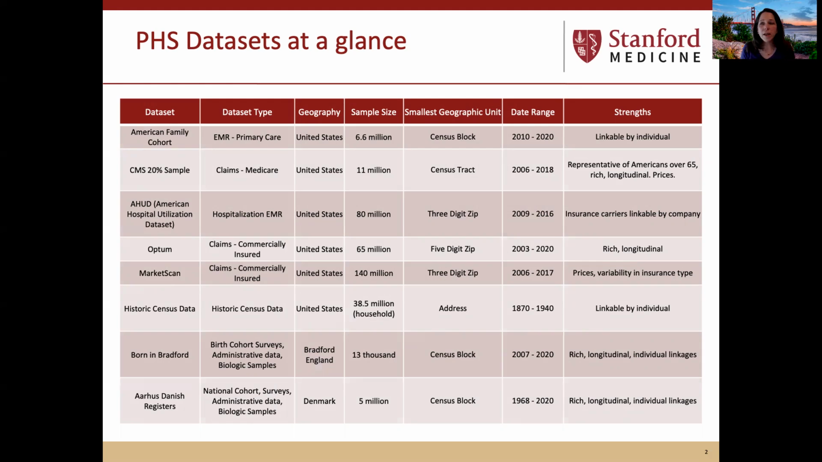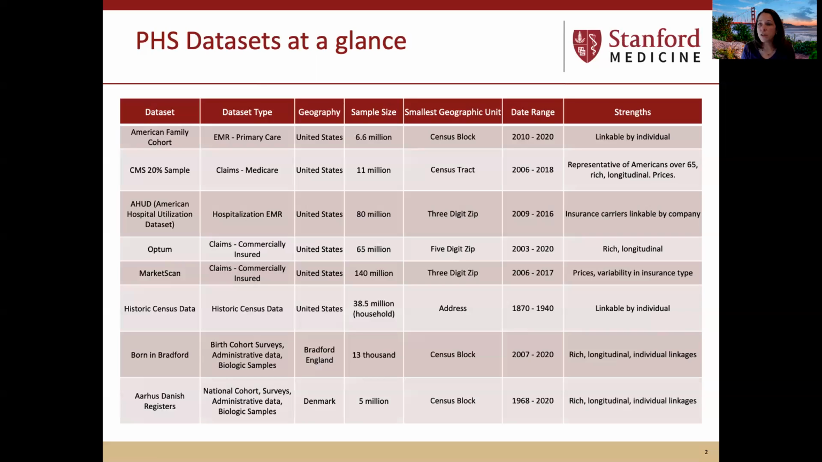And then I wanted to highlight two international data sets we have. Born in Bradford, which is a birth cohort of about 13,000 parent-child pairs from a city in northern England. It's about 40% South Asian descent. And they have very rich longitudinal data. They have things like education, surveys, socioeconomic data, and biologic samples.